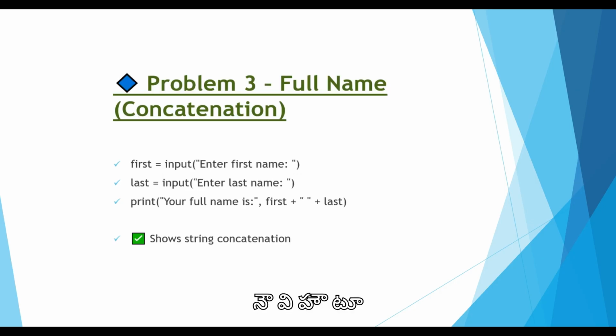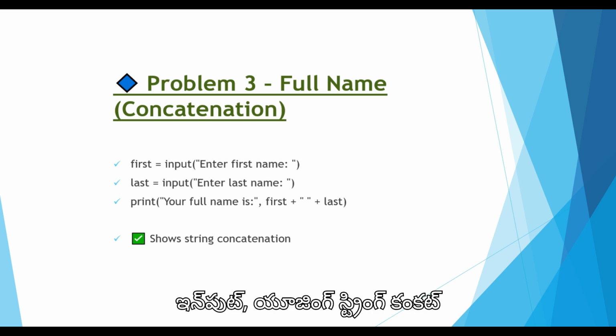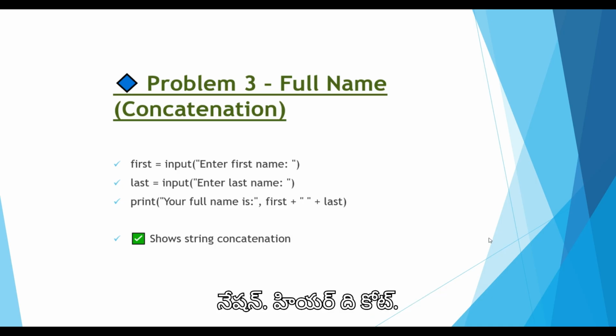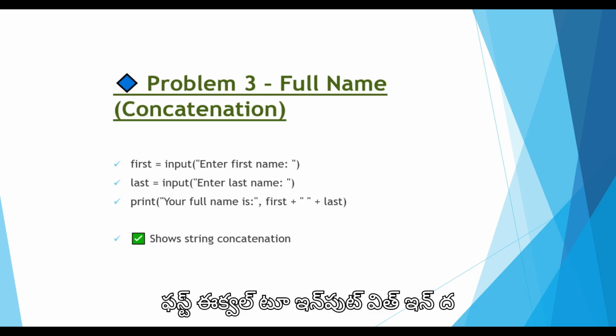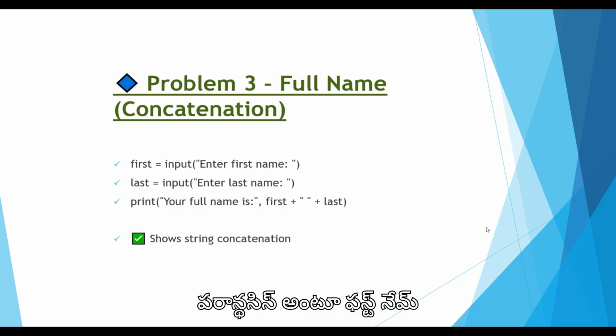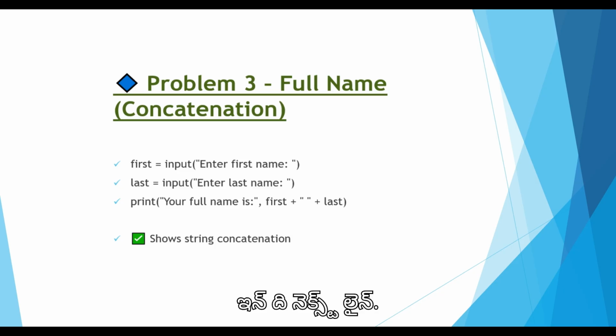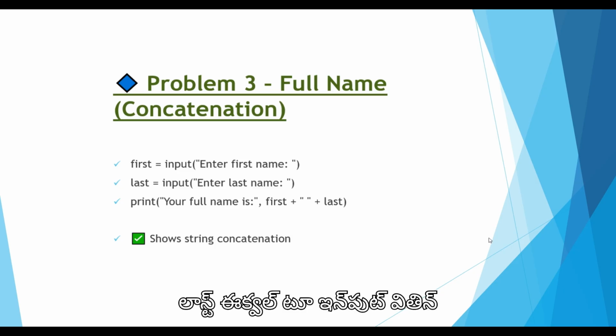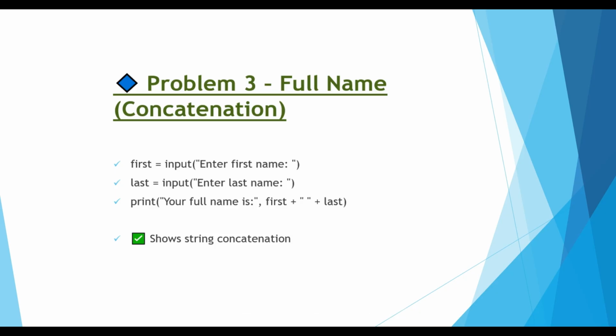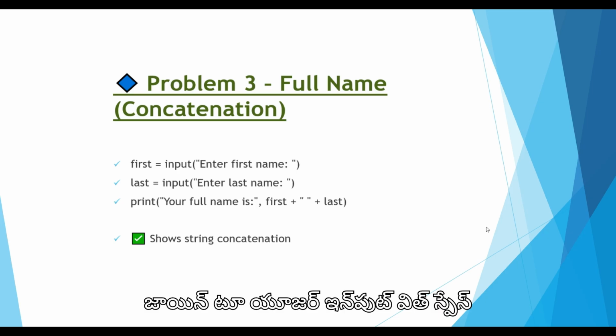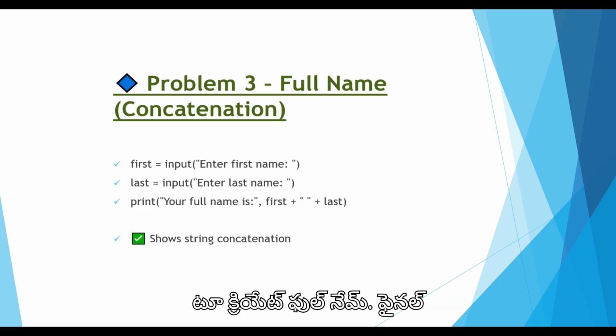Now, we will see how to combine two string inputs using string concatenation. Here is the code. first = input("Enter first name"). In the next line, last = input("Enter last name"). In the next line, print("Your full name is", first + " " + last). This example shows how to join two user inputs with a space to create a full name.